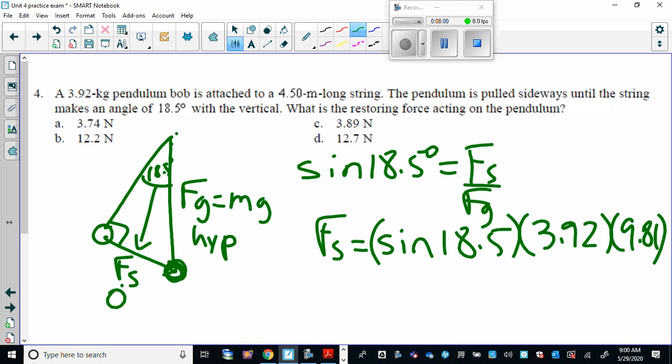And you can put the negative in there if you want. Again, it's kind of irrelevant to the question since the direction is obvious. The direction of the restoring force is back to the equilibrium position. But that's how you do that. The restoring force equals sine of 18.5 times the mass times gravity, and you end up getting an answer of 12.2 newtons, which is B.